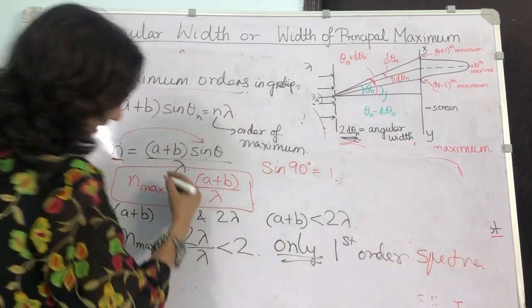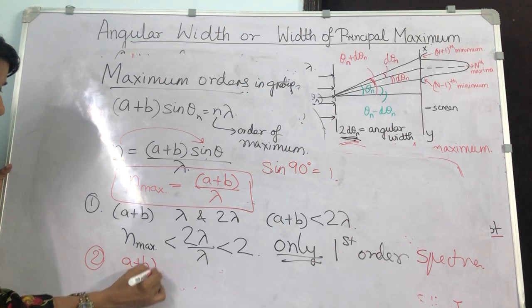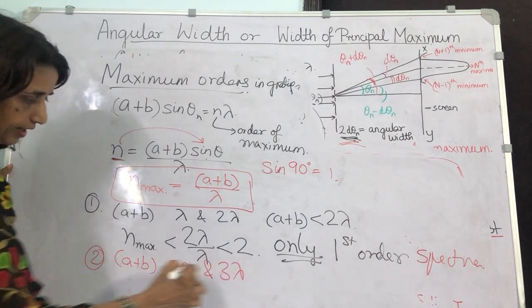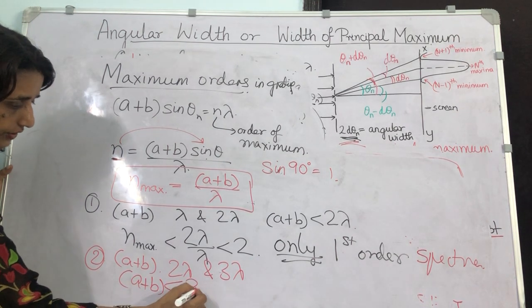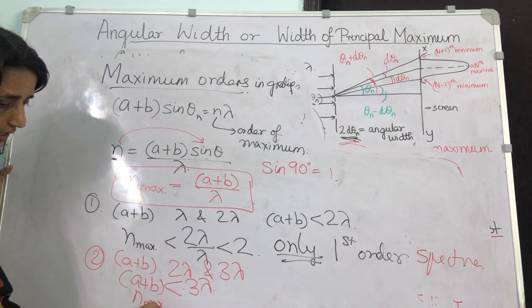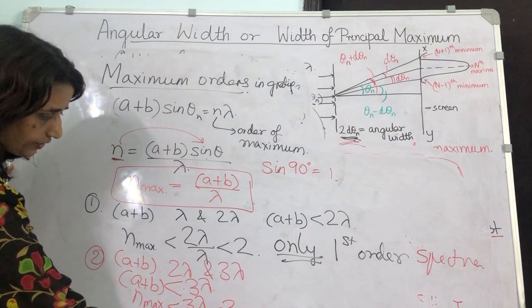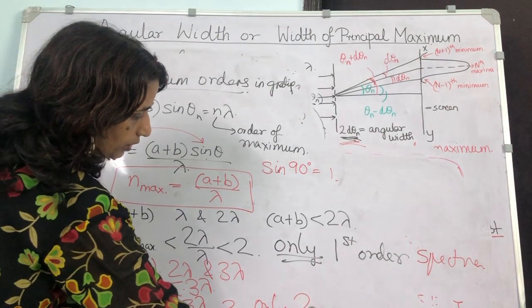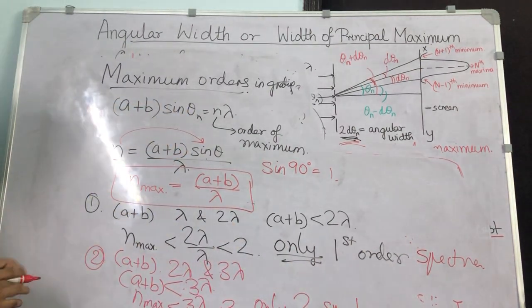One more case like this, in the series. If (a plus b) is lying between 2 lambda and 3 lambda, then (a plus b) is less than 3 lambda. So the maximum orders in this case will be less than 3 lambda upon lambda, that is less than 3. Less than 3 means only 2 spectra will be observed.